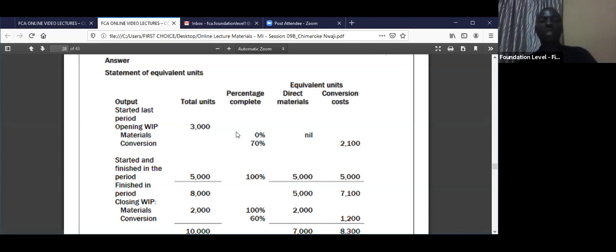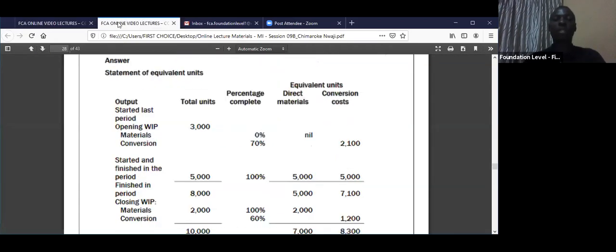So we have dealt with this 3,000. Is this 5,000 that we are left to deal with? It means that it is complete 100% for material. So we'll now say 100% of material, 5,000. For labor or conversion, since it is finished 100%, still 5,000. So for this 8,000 that is being completed, it means nil plus 5,000, which is 5,000, and 2,1 plus 5,000, which is 7,1. That is what it translates to.